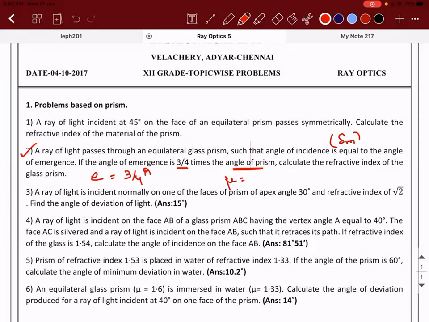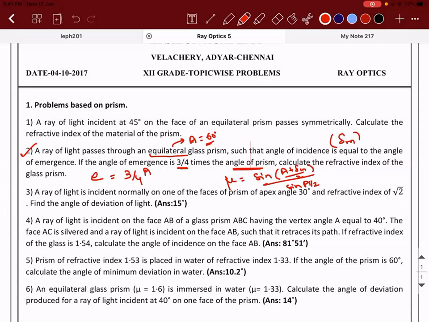So mu is equal to sine of (A plus delta M) divided by 2, divided by sine of A by 2. What is the value of A, guys? A is 60 degrees.